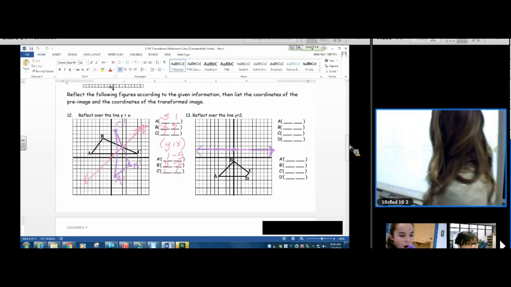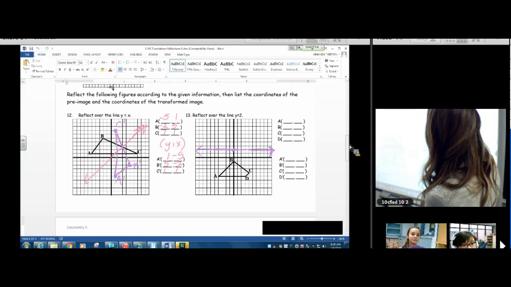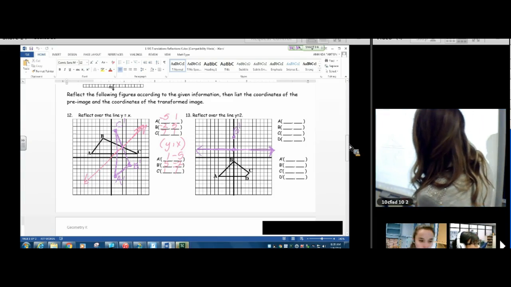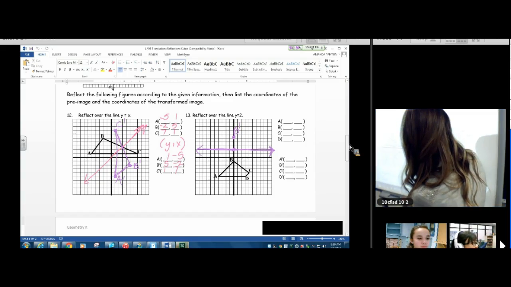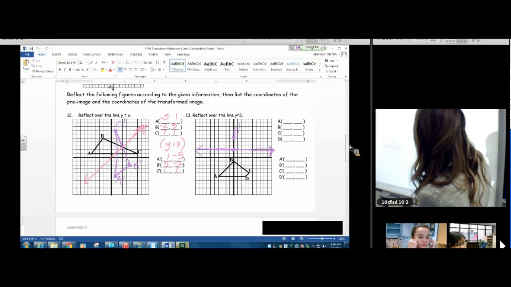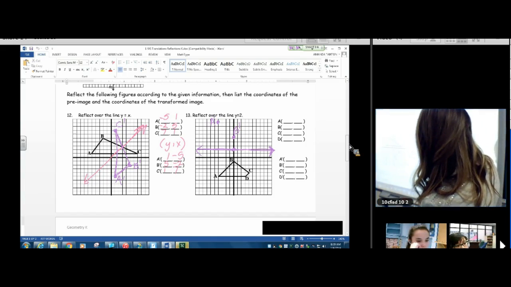So how far away is B from the line of reflection? 1, 2, 3. So I'm going to go 1, 2, 3 above. I'm going to call it B prime. A is 1, 2, 3, 4, 5, 6, 7. So I'm going to go 7. 1, 2, 3, 4, 5, 6, 7. C, 1, 2, 3, 4, 5, 6. 1, 2, 3, 4, 5, 6.